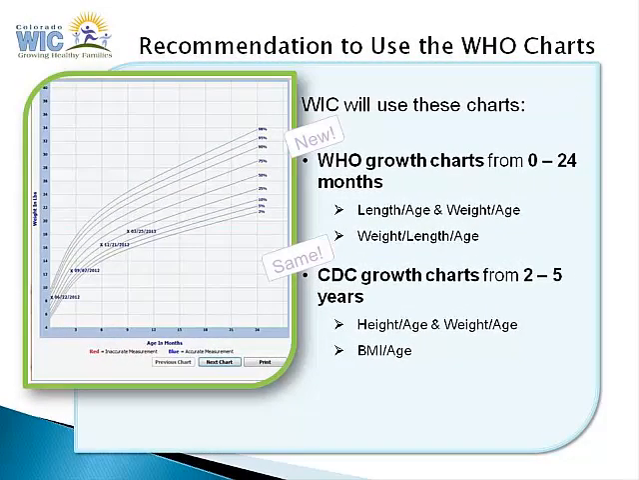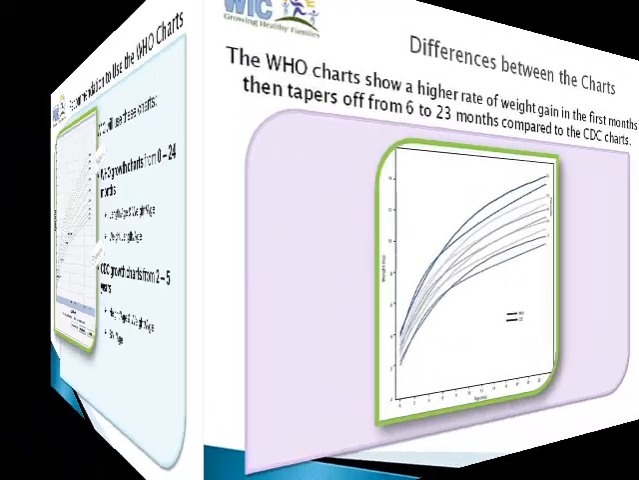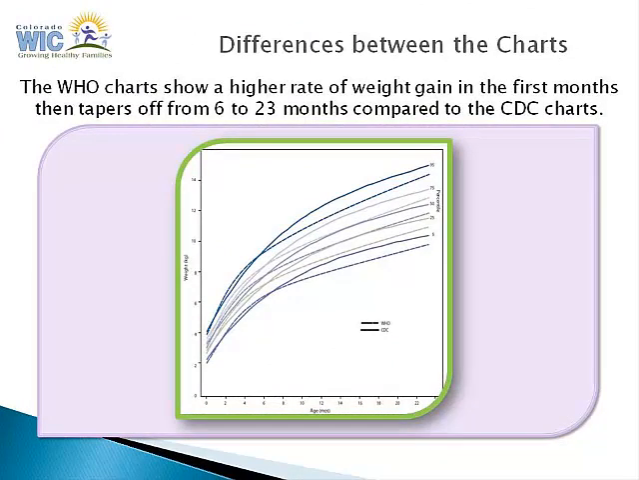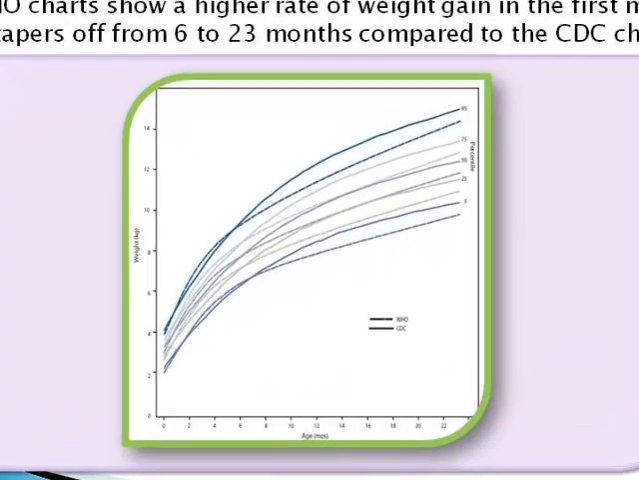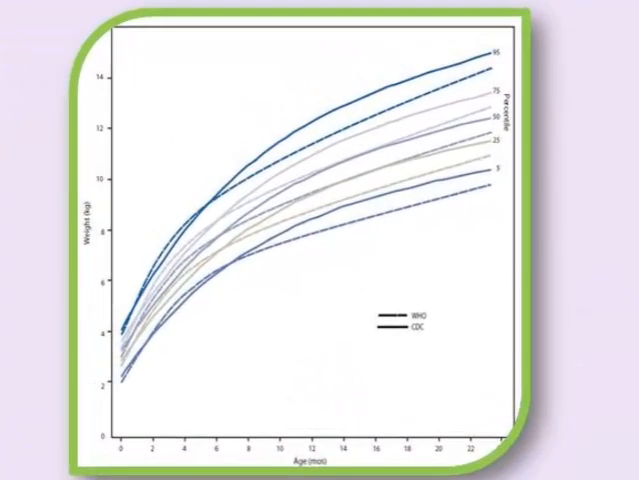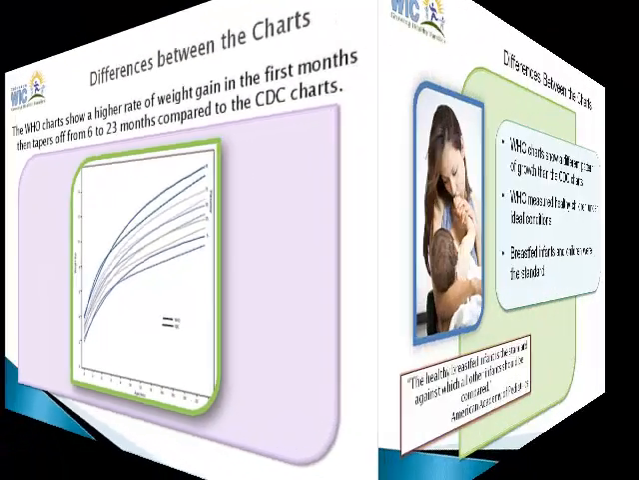As you might expect, the WHO growth charts show a different pattern of growth than the CDC charts because WHO measured healthy children under ideal conditions and breastfed infants and children were the standard. One of the main differences you'll notice is that the WHO charts reflect a higher rate of weight gain in the first months of life and then taper off from 6 to 23 months. You can see the difference in the curves in this chart. The solid lines show the CDC growth data and the dotted lines represent the WHO growth data.